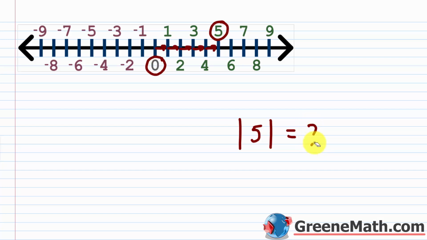So the absolute value of 5 would just be 5. The absolute value of, again, any positive number is just the number. So if I wanted the absolute value of, let's say, 8, it's just 8. If I wanted the absolute value of 1 million, it's just 1 million, right? So on and so forth.